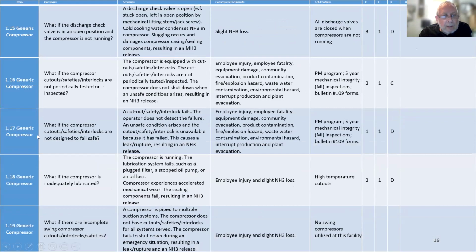Now this is generic compressors. And this is interesting. What if compressor cutout safety interlocks are not designed to fail safe? And what we did to control that: PM program, 5-year mechanical integrity, MI inspections, bullet 109 forms. 5-year on relief valves is we replace relief valves every 5 years. That was the manufacturer's instructions. And to verify that was good, we sent out 5 of them to be tested. We pulled out 5 that were in there for 5 years, 5 pressure relief valves, and sent them out to be tested, and they all passed.